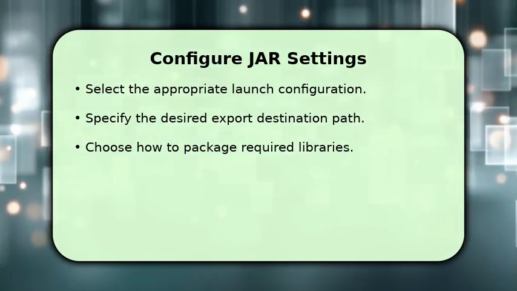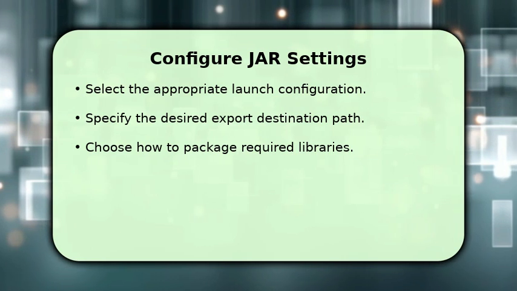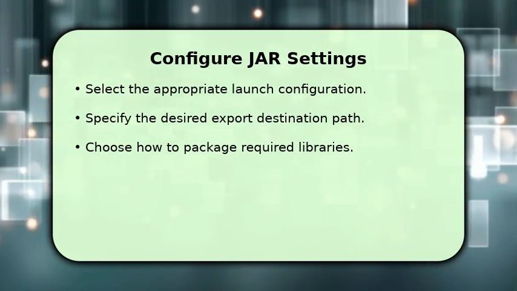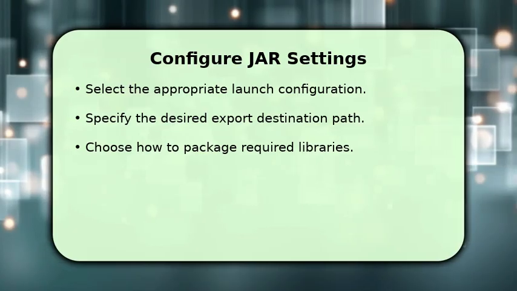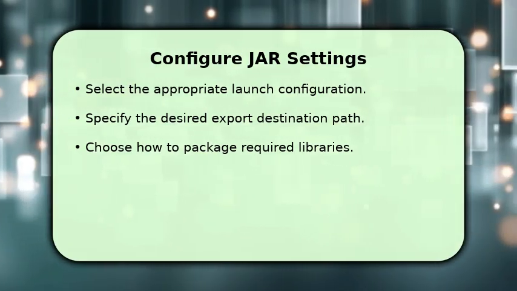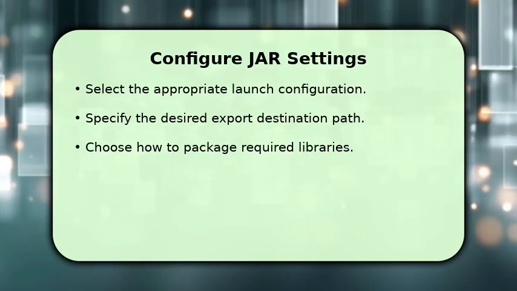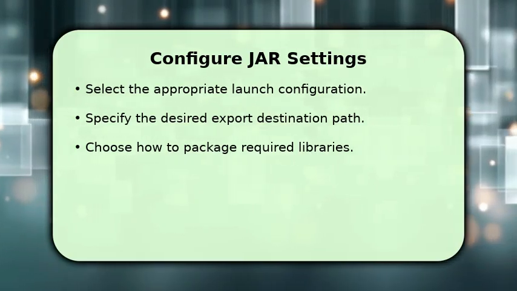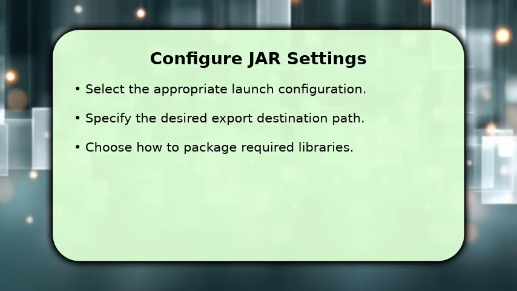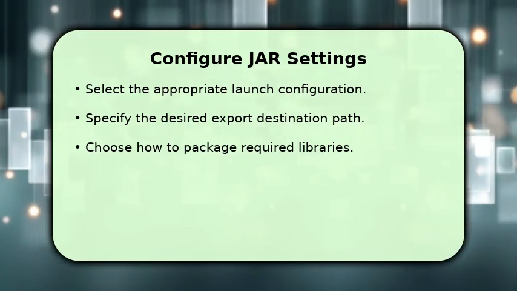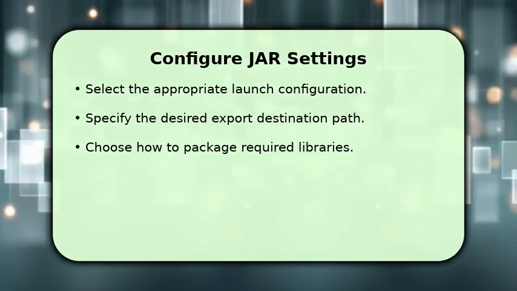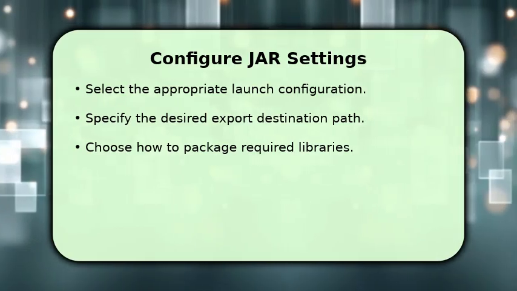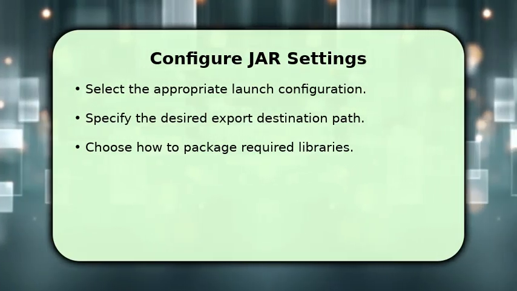Select the launch configuration that corresponds to your main test class. Then, choose a clear destination folder and file name for your new JAR. Crucially, decide how to handle required libraries. Extract required libraries into generated JAR is often the best choice for a single, portable file. This ensures all dependencies are included.